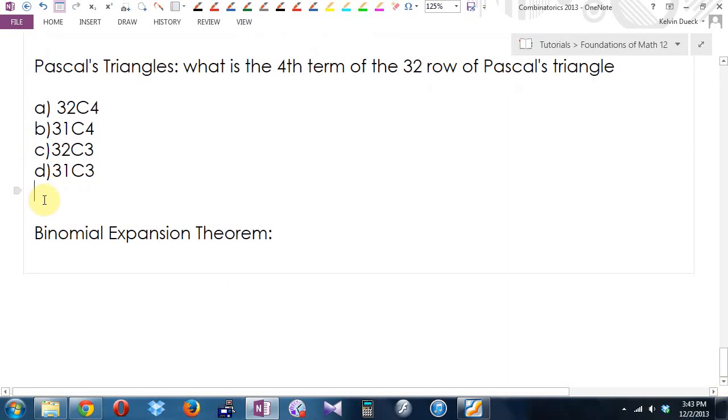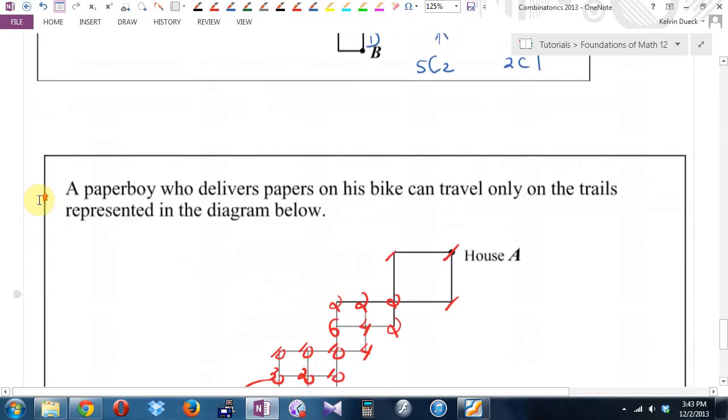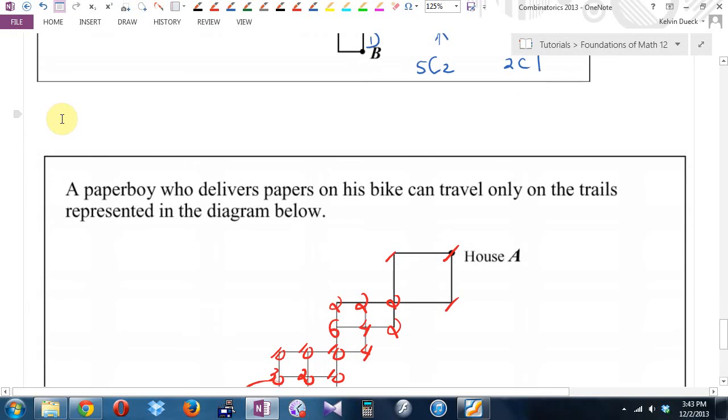So, let's say this, Mr. Dueck. Written section. It's a little small, but that's okay. Oh, I did that wrong again.